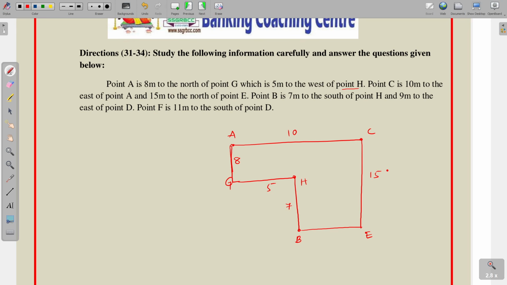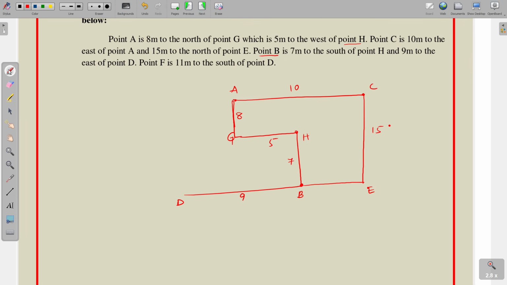And B is 9 meters to the east of D. So see here, 9 meters, B is 9 meters to the east of point D. And next, point F is 11 meters to the south of D. So it is the final arrangement of the directions.